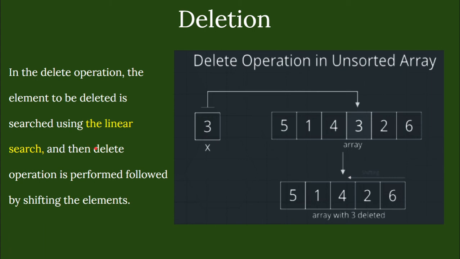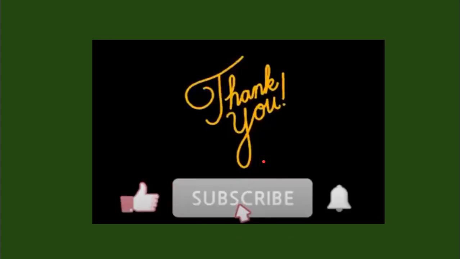Once the delete operation is performed, it is followed by shifting the elements. What shifting the elements means is, this 3 has left a space because we have removed it. So we have to move 2 to the 3 position and 6 to the 2 position. We are shifting elements backward. That's all the delete operation. So I hope it is easy to follow how to insert and delete elements in the linear array, and thanks for watching.